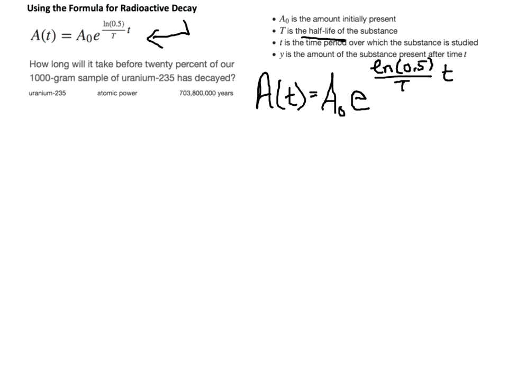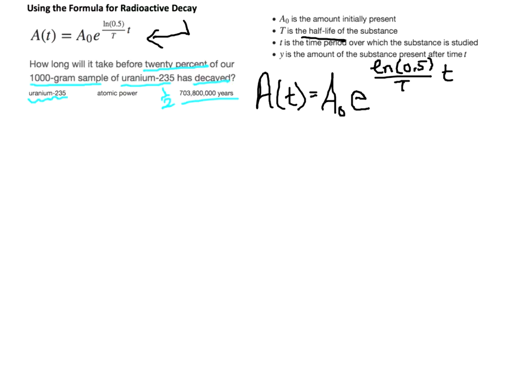So we are given the problem of figuring out how long it will take 20% of a 1,000 gram sample of uranium-235 to decay. So here's the information for uranium-235. Uranium-235 has a half-life of 703,800,000 years. So we just need to plug in this information into our formula and solve.